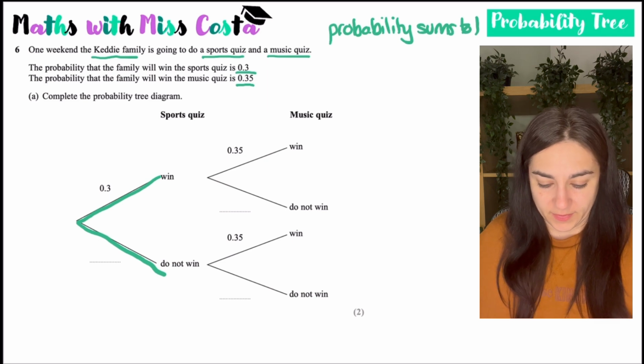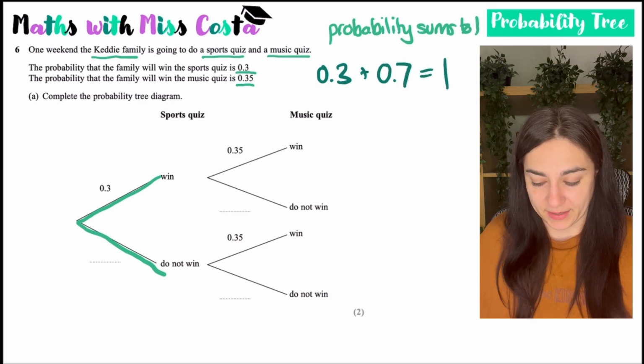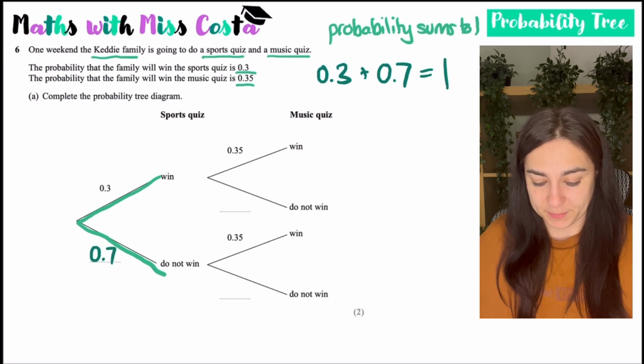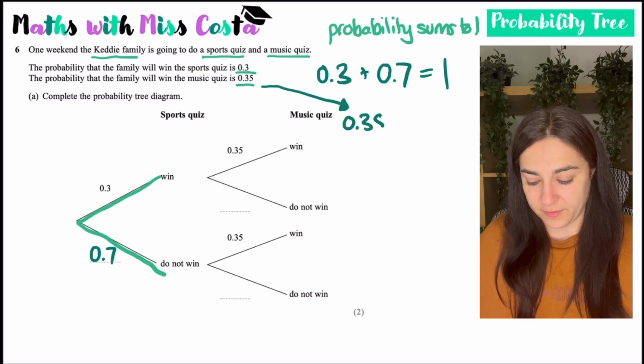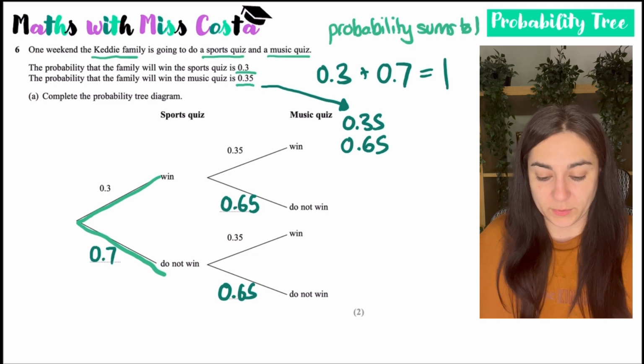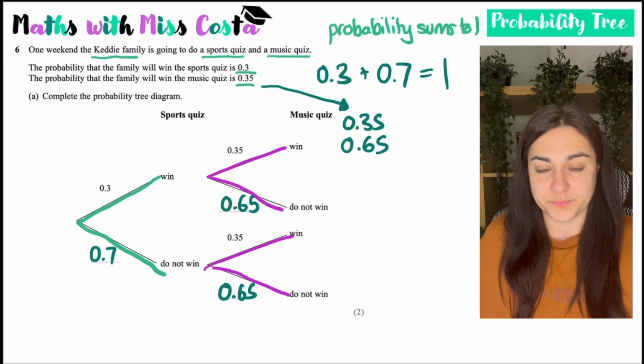So I know that if the probability that the family will win the sports quiz is 0.3, the probability that they do not win must be 0.7, because 0.3 plus 0.7 gives you 1. So I can fill that in here. I do the same for the next part. So the probability that they win the music quiz is 0.35, and 0.35 plus 0.65 gives me 1. So I can fill that in over here. So you always want to double check that your branches, each individual little branch, sums to 1.